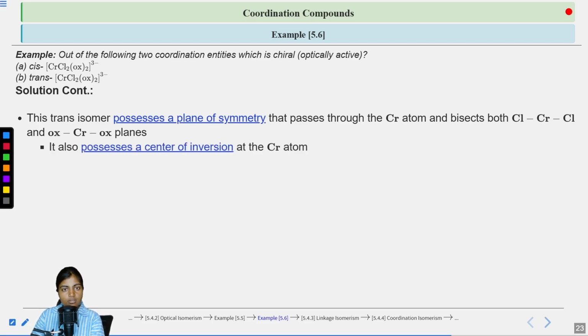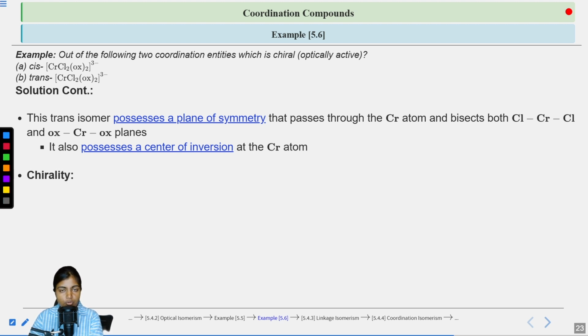And it also possesses a center of inversion at the chromium atom, because if you move from the chromium to the chlorine at the top position of the axis, and similarly go the same distance to the bottom of this axis, you will find chlorine again. So this trans isomer also possesses a center of inversion around the chromium atom, which is the central metal ion.